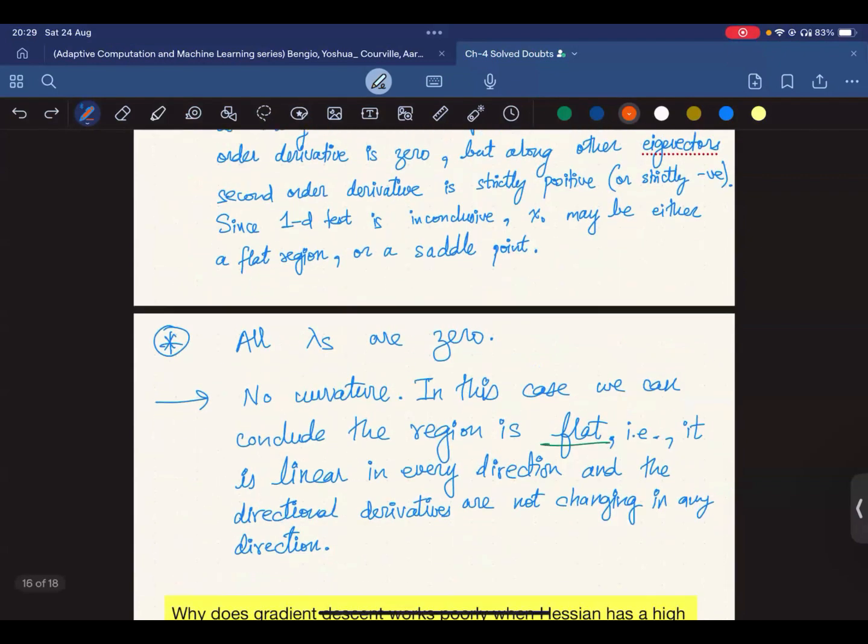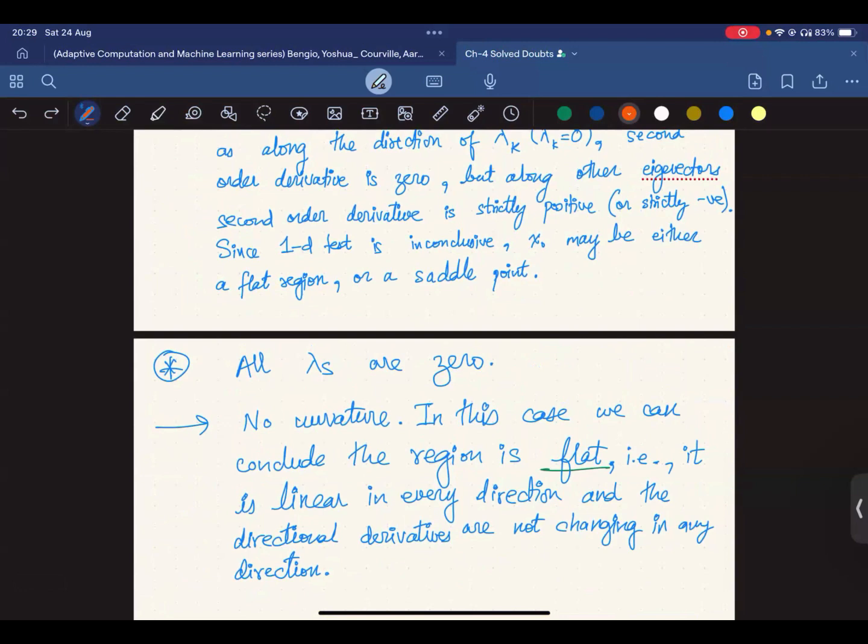The next case is when all the lambdas are 0, that is H is equal to 0. When that happens, there is literally no curvature. By curvature, I mean the values of the Hessian matrix, the second order partial derivatives. Those are depicting the curvature of the function. So if all the eigenvalues are 0, there is no curvature and the region is flat. So the directional derivatives will be the same in all directions. They won't change.